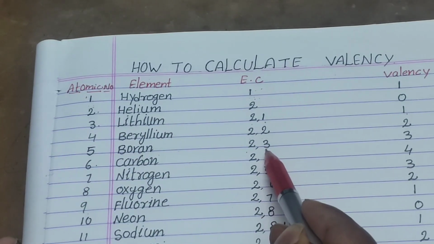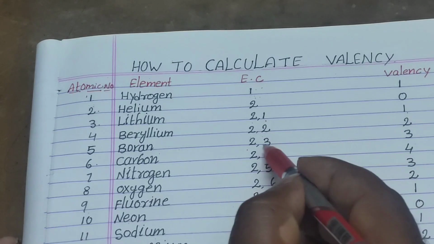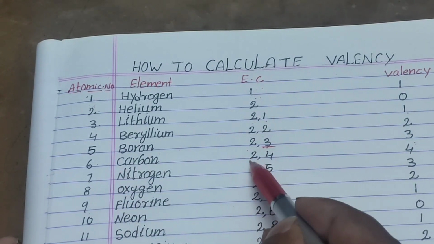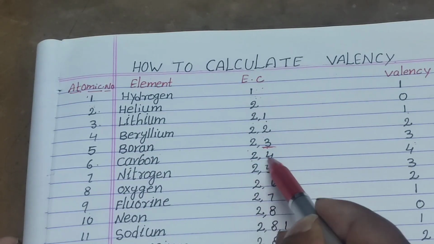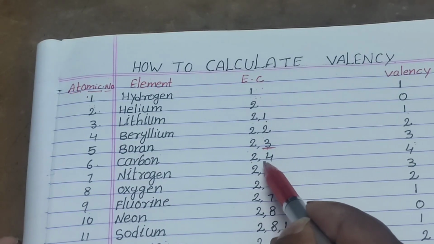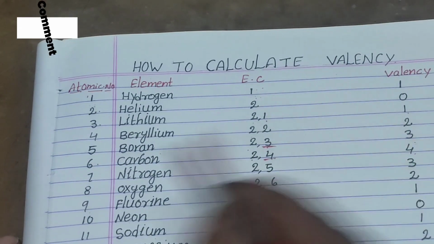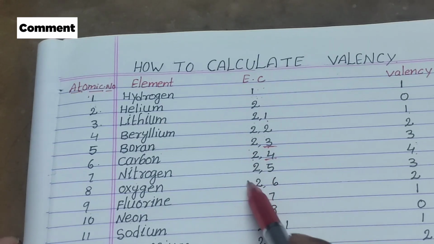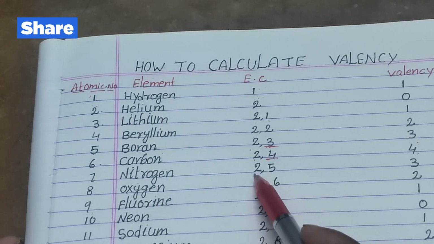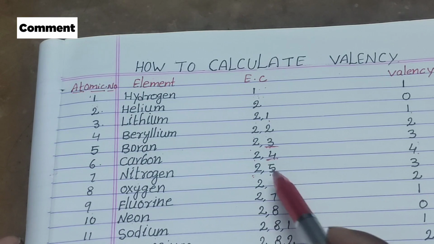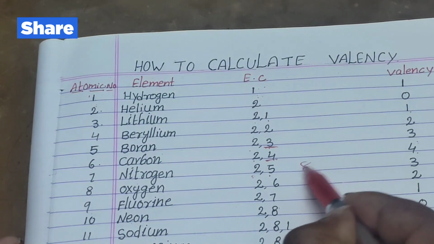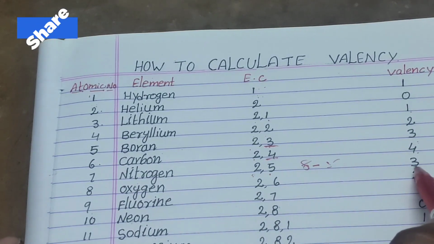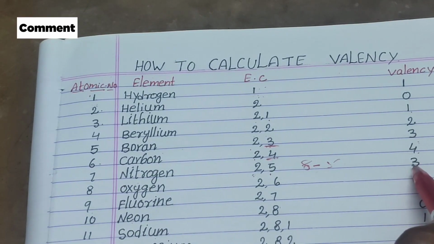Now here you can see, boron's atomic number is 5, with 2 electrons in the first shell and 3 electrons in the second shell, so the valence is 3, as it is the outermost shell. Carbon's atomic number is 6, with 2 electrons in the first shell and 4 electrons in the second shell, so the valence is 4. Then what about nitrogen? Its atomic number is 7, with 2 electrons in the first shell and 5 electrons in the second shell, so 8 minus 5 equals 3. That is the nitrogen valency.